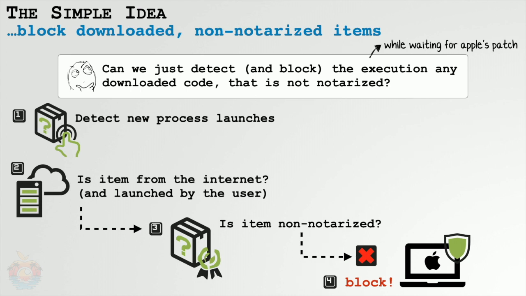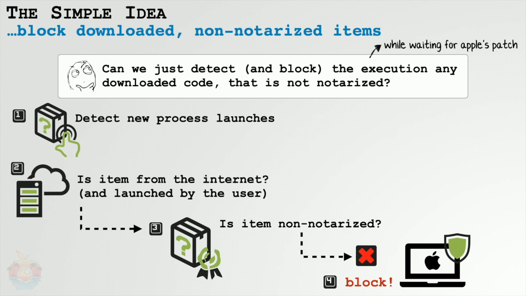So in 4 simple steps, the idea I had was to detect any new process launches, and then check if that item was from the internet and launched by the user. So if someone's locally opening Calculator or Pages, I'm going to ignore all that. A developer running some script, that's fine. But if it's something from the internet that the user has double-clicked and launched, I want to validate and check if it's notarized, step 3.